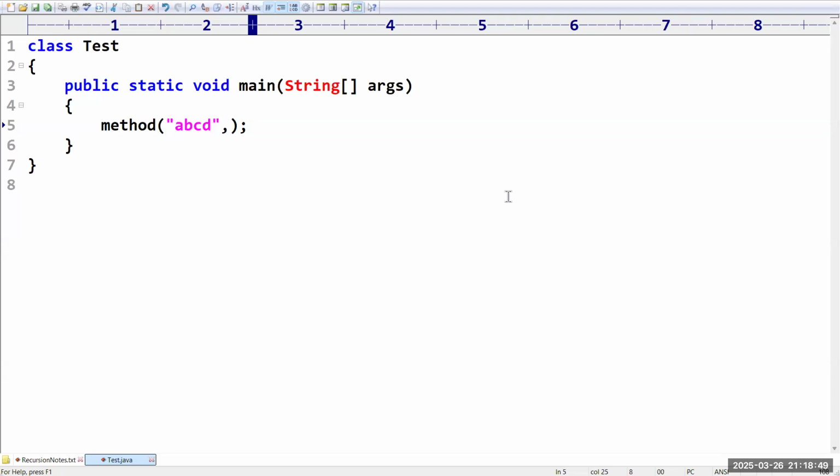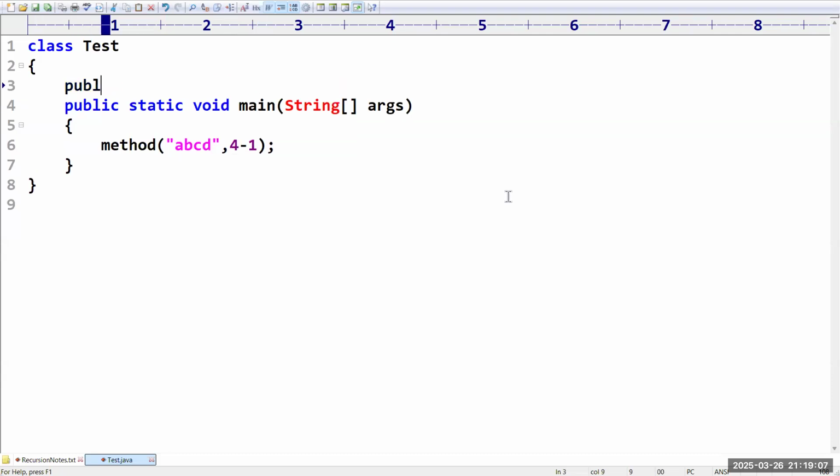Three? What is the length? Four. How many characters are there? Four characters: A, B, C, D. Total four characters. But I will give it like 4 minus 1. I think you immediately understood why I have passed 4 minus 1.